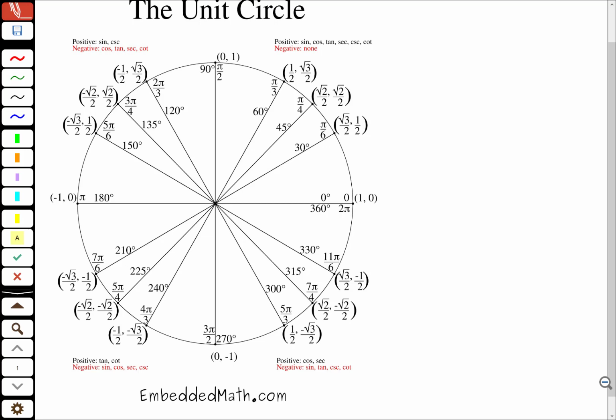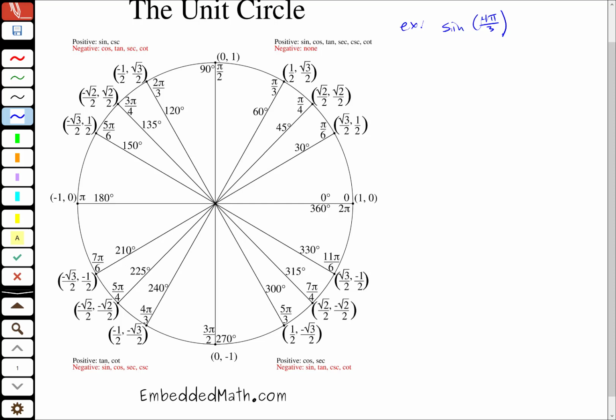So I'm going to show you how this appears. We use it kind of like a lookup table in some ways, but you just need to know how to read this kind of table. So one example problem might be to find, let's just say, sine of 4 pi over 3, right?